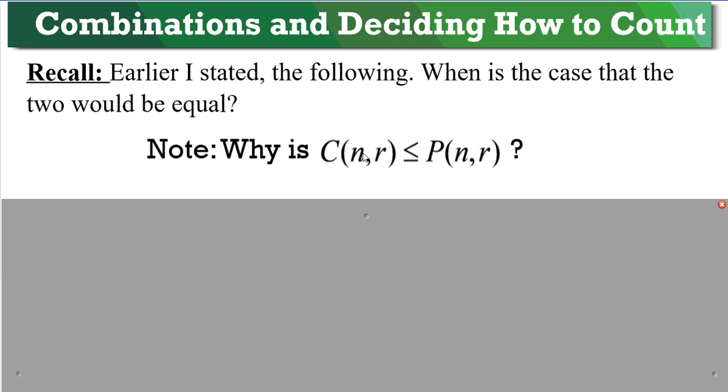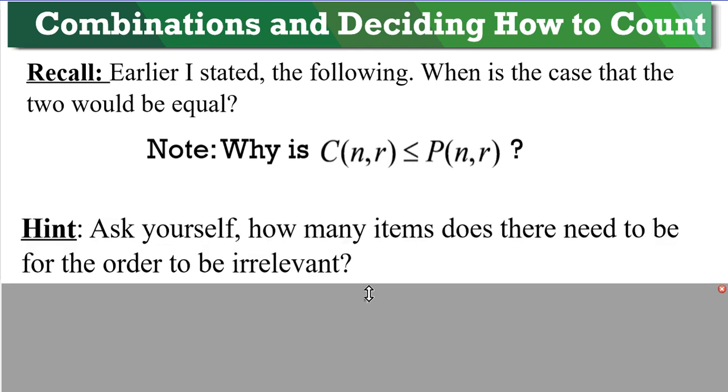Last one, I want to clarify. Earlier I stated the following. I said combinations is going to be less than permutations, but there was actually an equal to case. So combinations will never be more than permutations. When is it the case that the number of combinations would be equal to the number of permutations? Here's a little hint. Ask yourself, how many items does there need to be in order for the order to be irrelevant? So pause the video now until you think you have it. Unpause it once you want to see what it is, because I'm about to tell you.